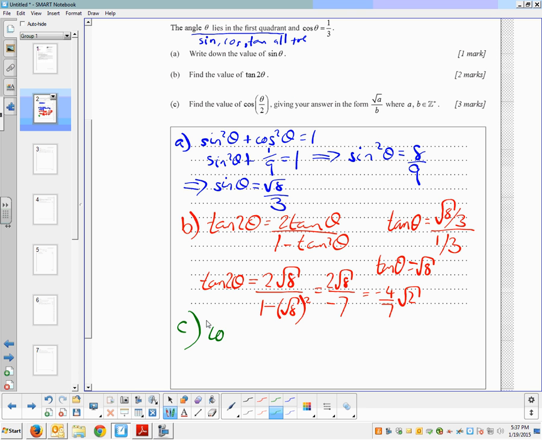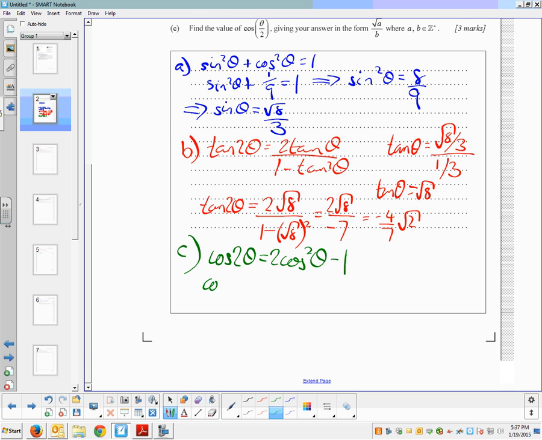So I've got cos 2 theta is equal to 2 cos squared theta minus 1. And if I'm replacing theta with theta over 2, I get cos theta is equal to 2 cos squared theta over 2 minus 1. They're the same relationship, replacing theta with theta over 2. So cos theta I know, I was told it was a third. It's 2 cos squared theta over 2 minus 1. So this is just a bit of rearranging.